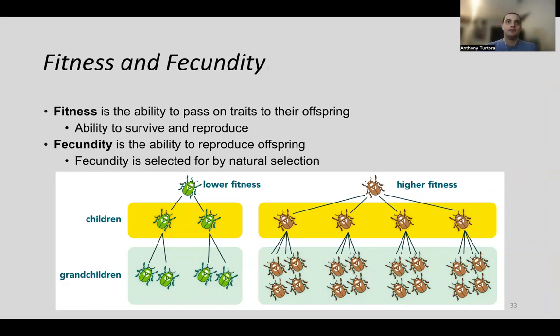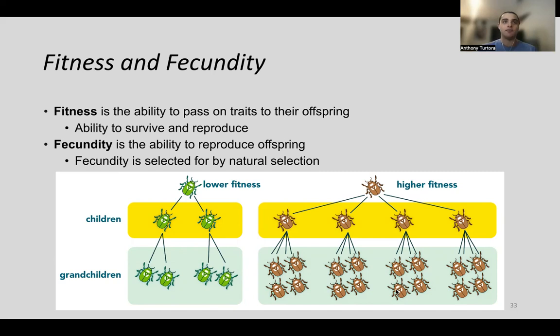So as I said, fitness is the ability to pass on traits to their offspring, meaning to add more alleles to the gene pool. And to put it simply, it's the ability to survive and reproduce. When looking here at this diagram, we can see that this brown beetle versus the green beetle has a higher fitness because it reproduces more and adds more to the gene pool. And so they have more beetles surviving that have certain alleles.